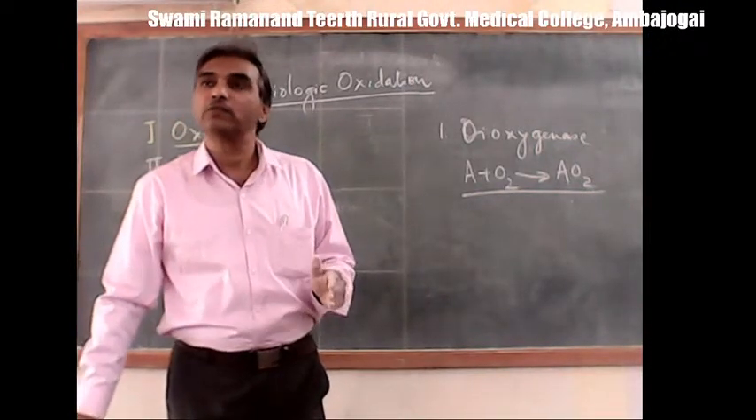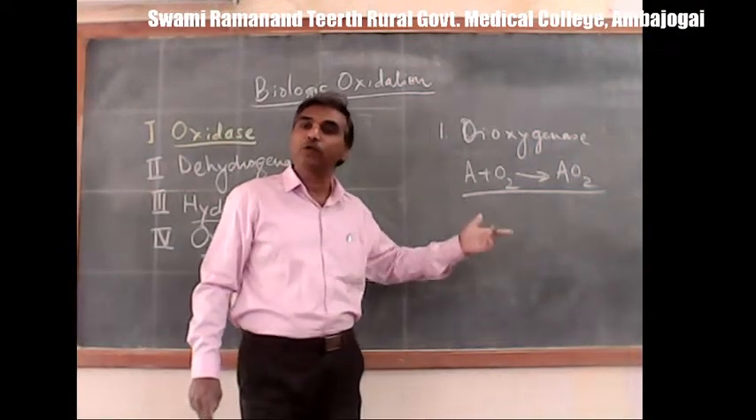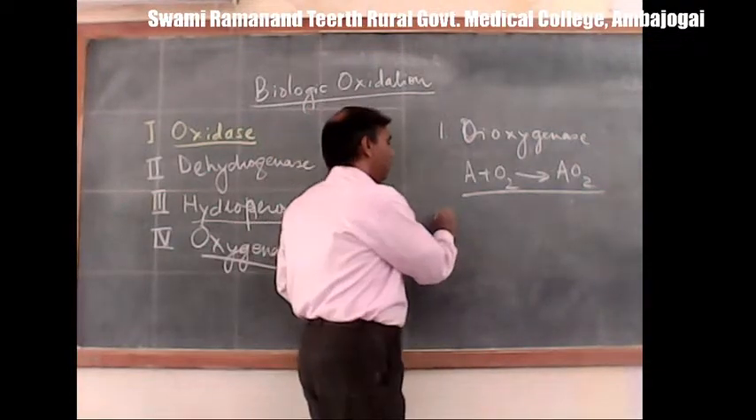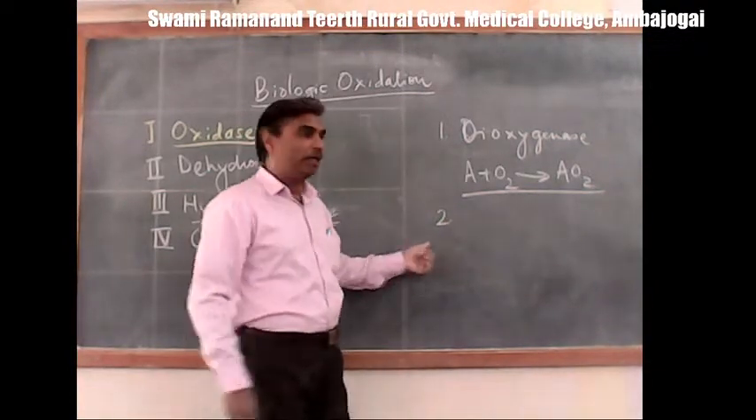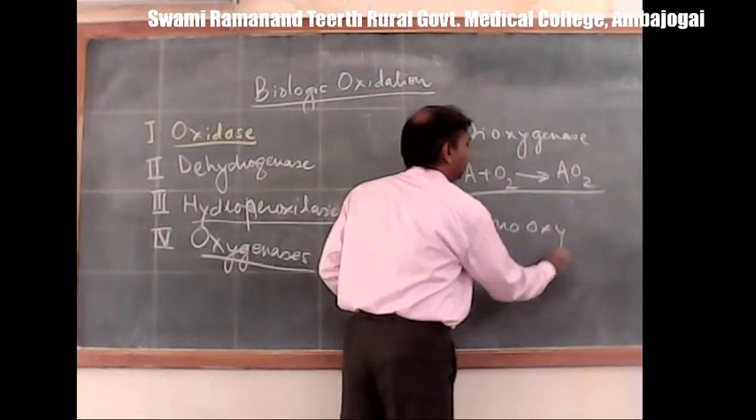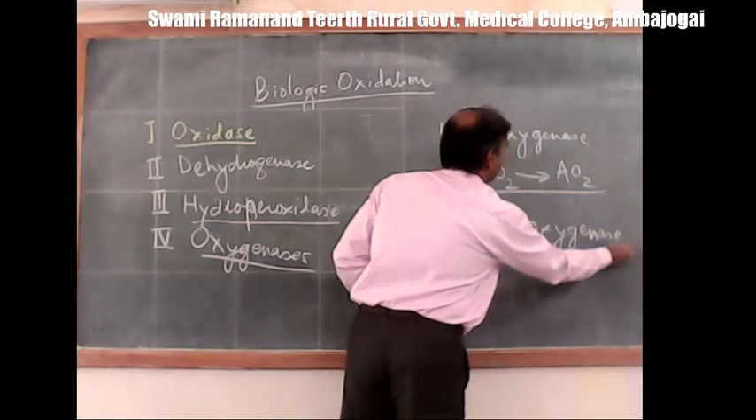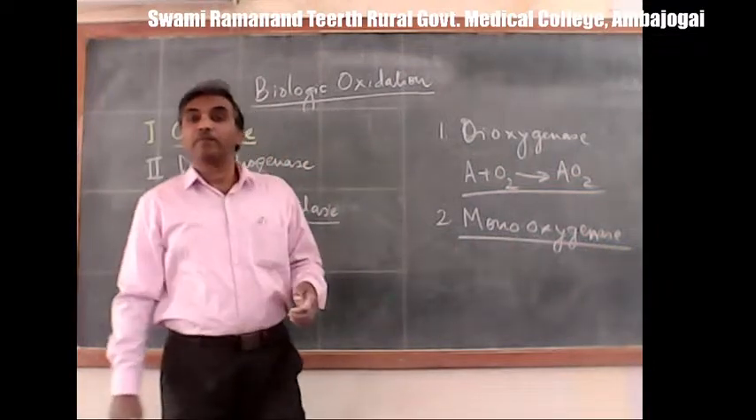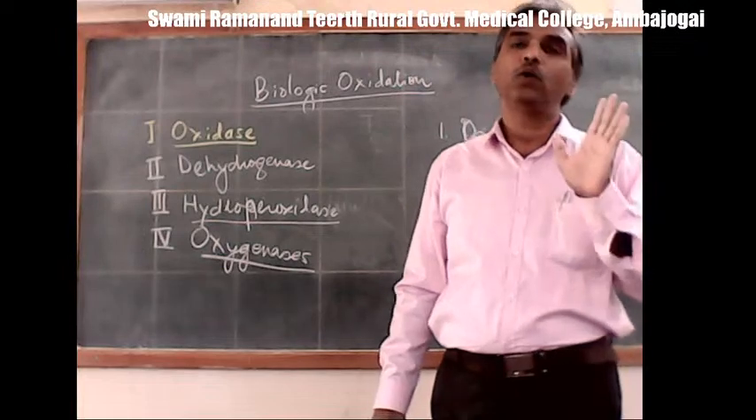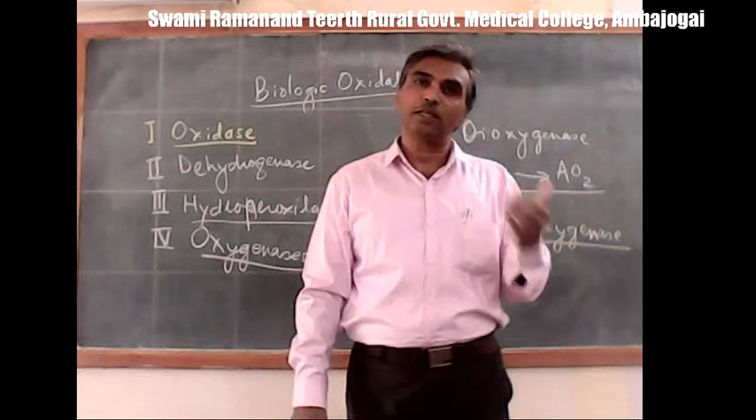Homogentisate oxidase or tryptophan pyrrolase are examples of this dioxygenase. Both the atoms of oxygen are incorporated in the substrate. The second one is monooxygenase. As the name indicates, they incorporate only one atom of oxygen into the substrate.